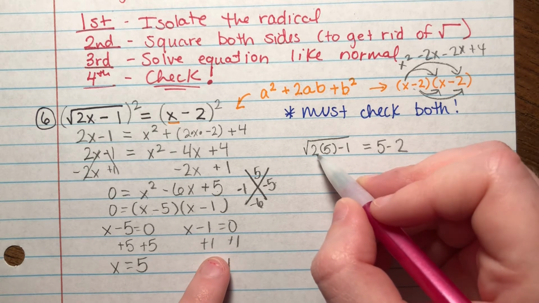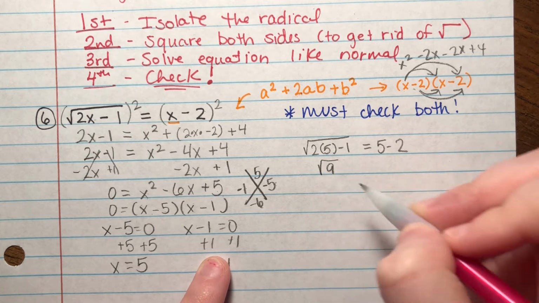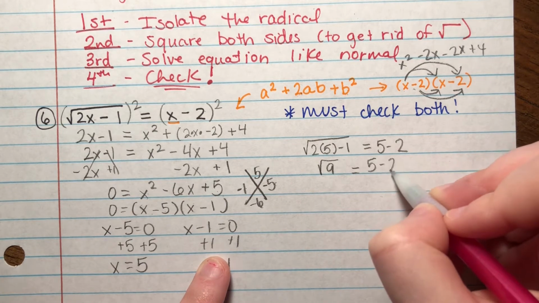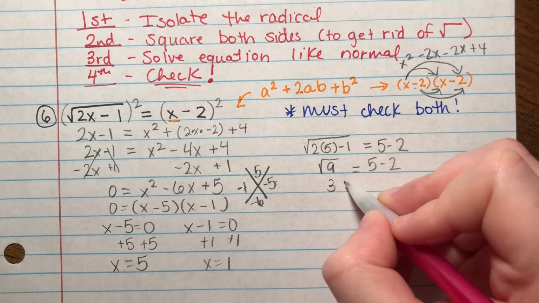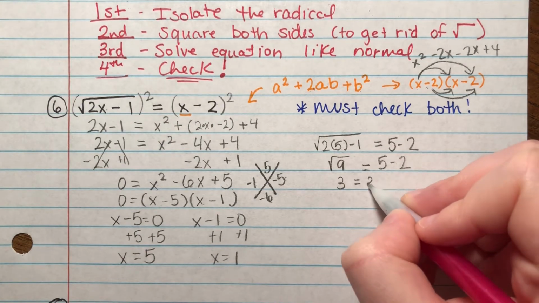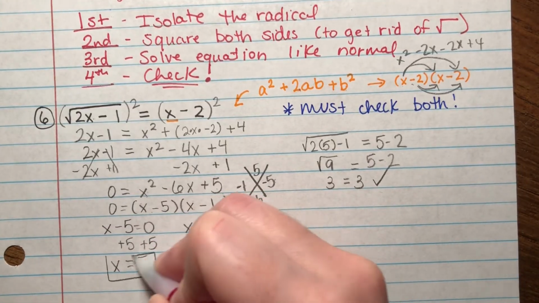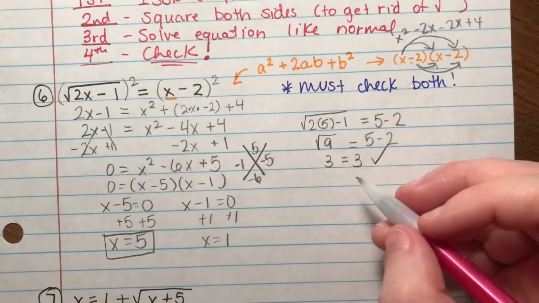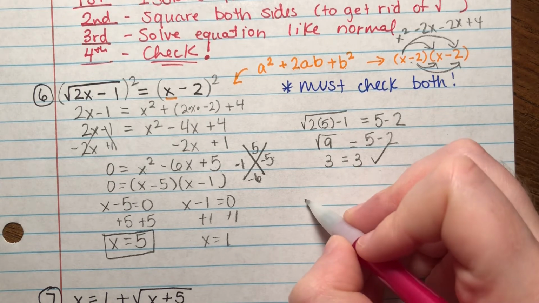All right, so 2 times 5 is 10, minus 1 is 9, so square root of 9 equals 5 minus 2. All right, so what is the square root of 9? It's 3, and 5 minus 2 is also 3. So this answer will work. I'm going to go ahead and box that one. That one will work.